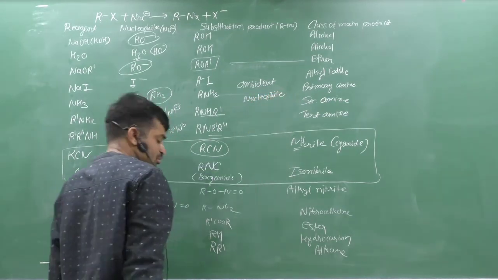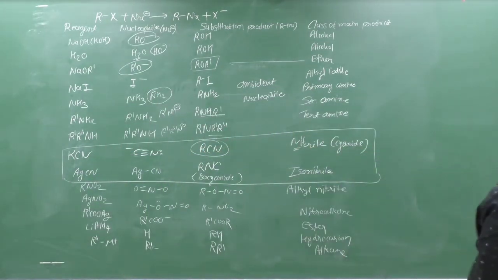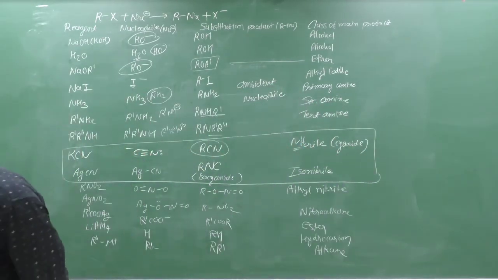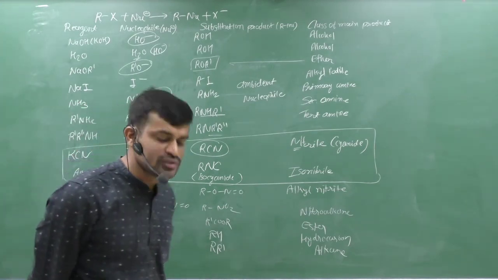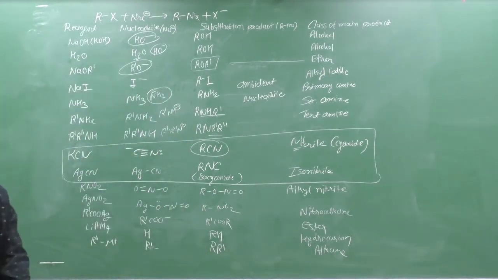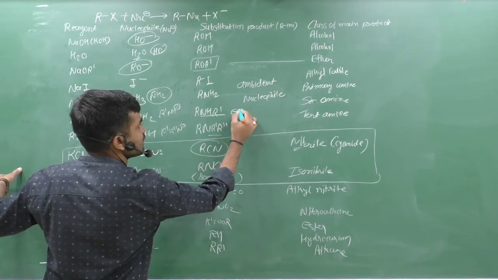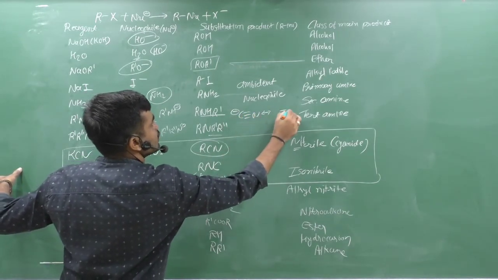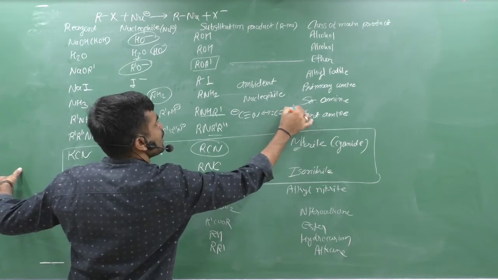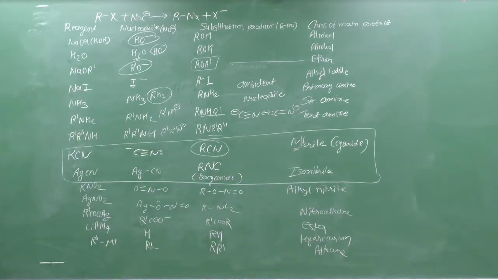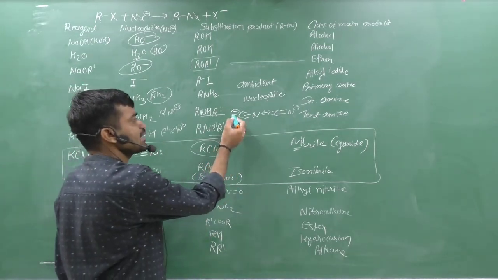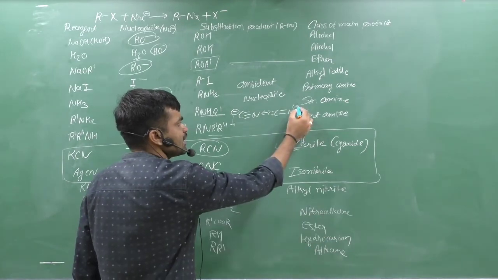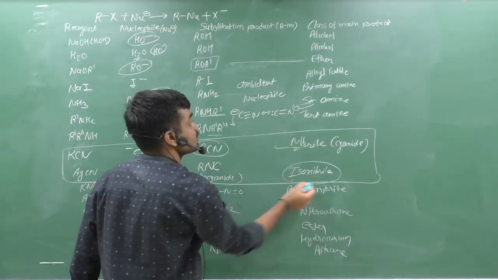What do you mean by ambident nucleophile? The meaning of ambident nucleophile is that the nucleophile which can be attached by two sides. If you draw the structure of cyanide, the first structure is C triple bond N, and the second structure is C lone pair N minus. These are the two possible structures of cyanide. If it is attacked from this side, then we can get cyanide. And if it attacks by this side, we can get isocyanide.